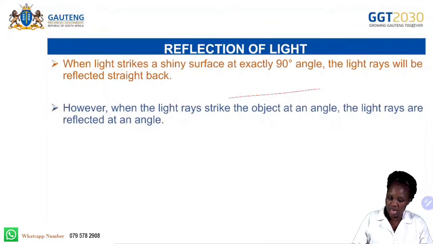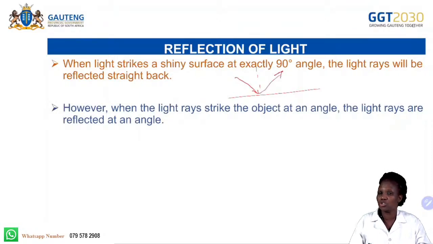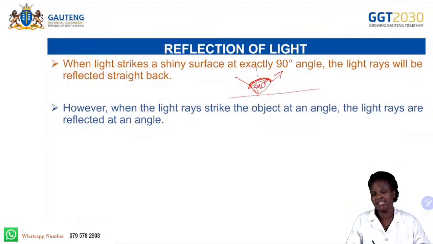We are now talking about the incident ray that is coming in. Then we've got our normal, this is an imaginary line. Then we talk about the reflected ray, that is the outgoing ray. And then what about this 90-degree angle? This 90-degree angle we are measuring from the incident ray to the normal, then to the reflected ray. This must be 90 degrees. This is a 90-degree angle.